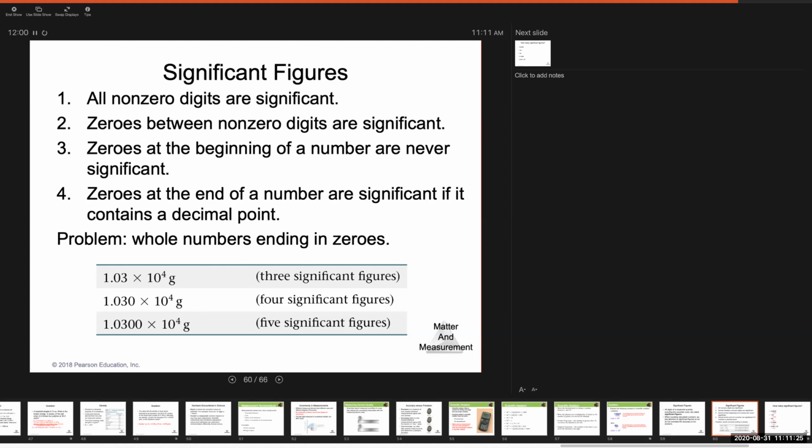Oh, gotcha. Then we got to figure out, are the zeros significant or not? Because we said from our rules, sometimes they are, sometimes they aren't. The first 0 is significant because it's between 2 non-zero digits. It's between the 1 and the 3. So that tells us it's significant. The next 2 are significant because of point number 4, that zeros at the end of a number are significant if it contains a decimal point. So that 1.0300 has a decimal point in it. So it tells us that those last 2 are significant by definition of point number 4.